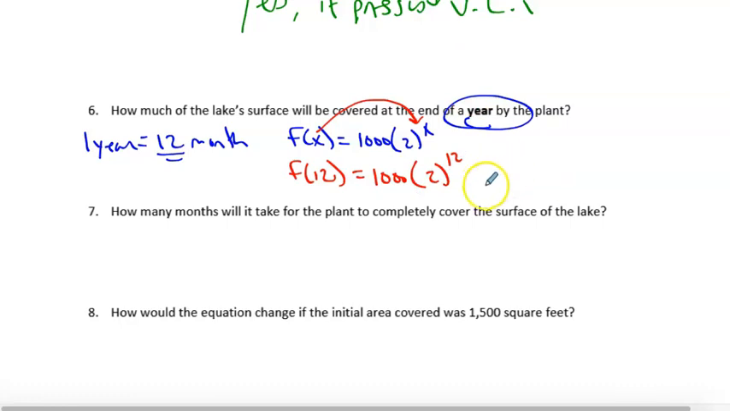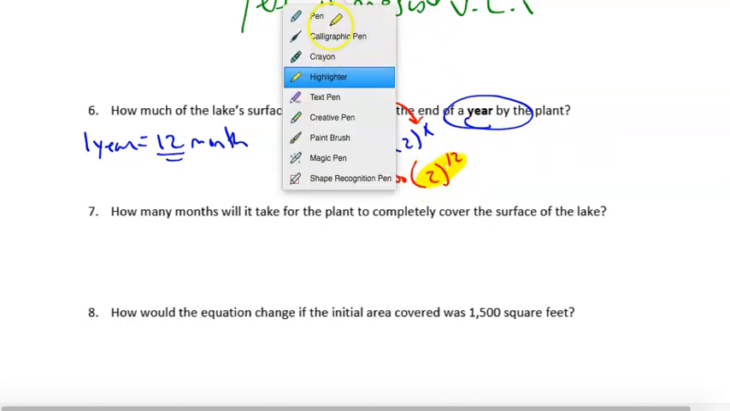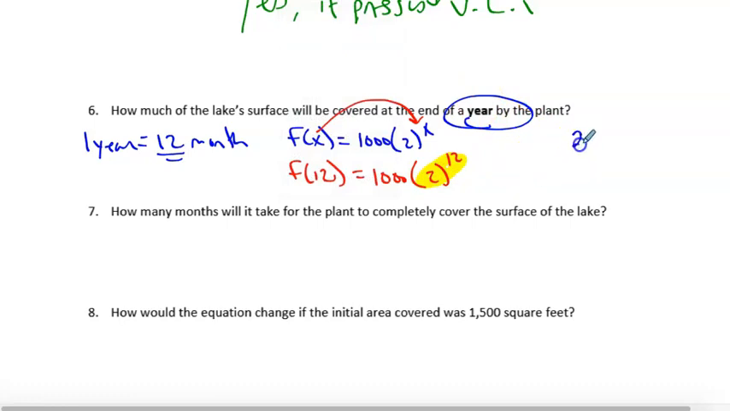Back to that basics video I keep referencing: what goes first? Please remember that PEMDAS tells you that exponents go first. So you need to do 2 to the 12th first, get an answer, and then multiply that by 1,000. Don't do 1,000 times 2 and then raise it to the 12th power. That's incorrect. Exponents come first, and then the multiplication.